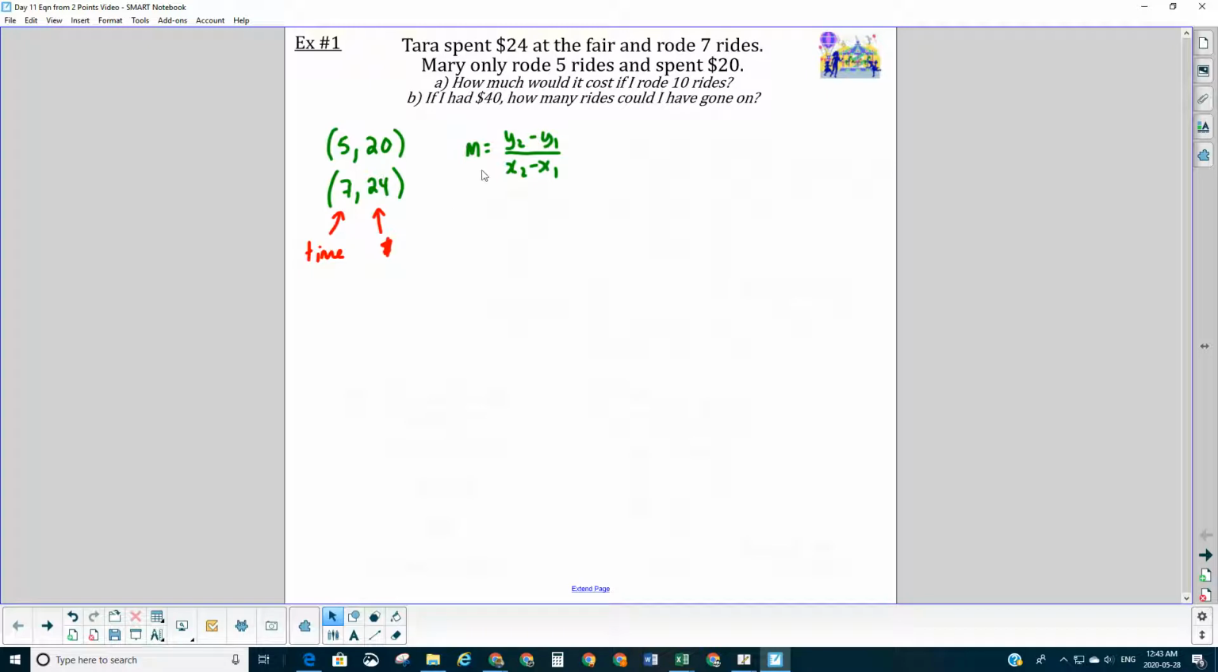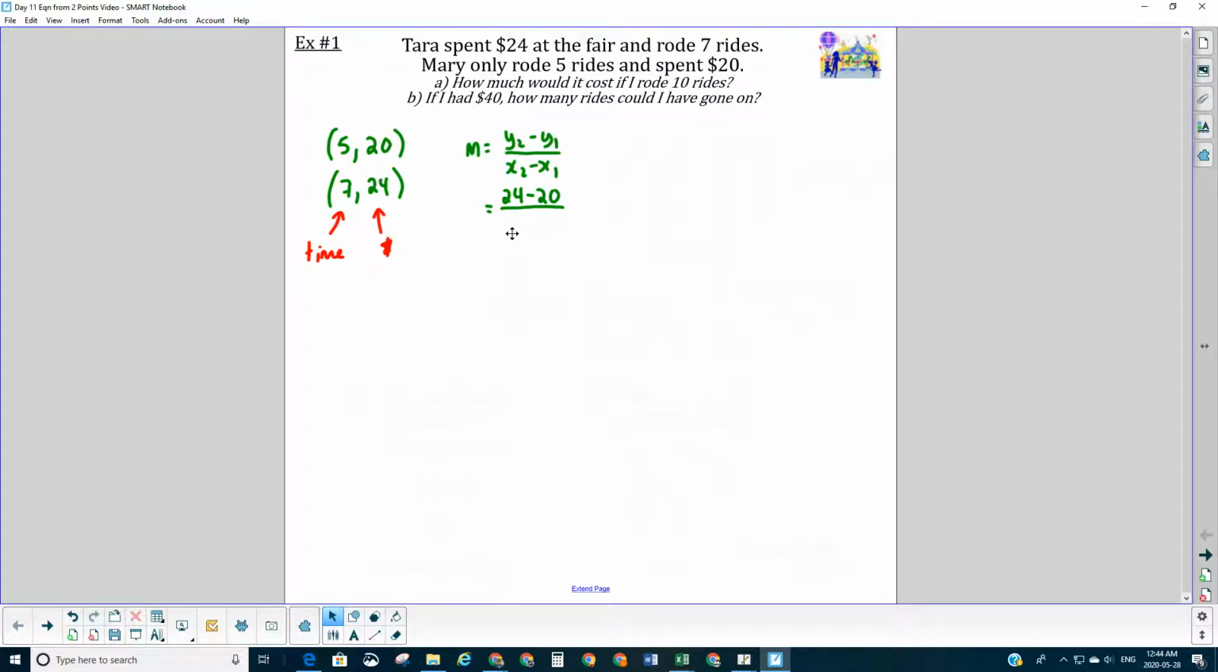Just like before, I'd like you to write down the formula every time we use it. So y2 minus y1 over x2 minus x1, the change in y over the change in x. And of course, the change in y is representing the difference between these 2 costs. So let's actually do that math. This is our y2. Remember, our y2 is 24, and we are going to subtract the 20, our y1. So there's a difference of $4 here.